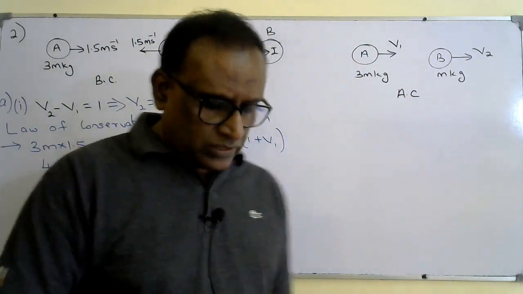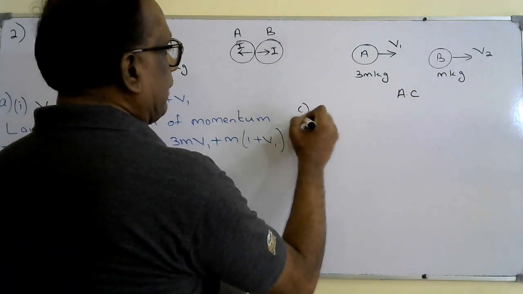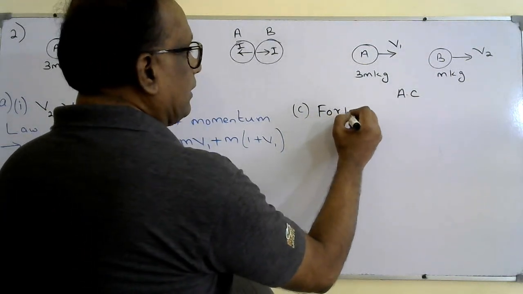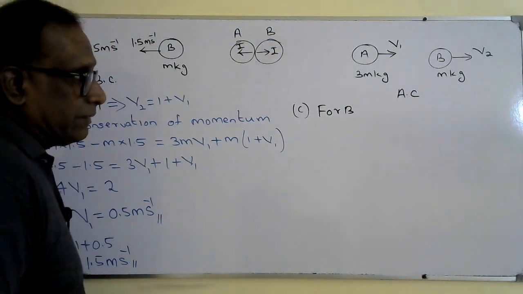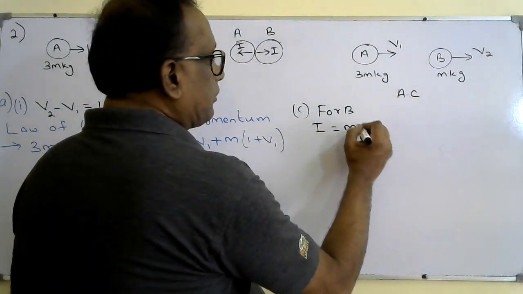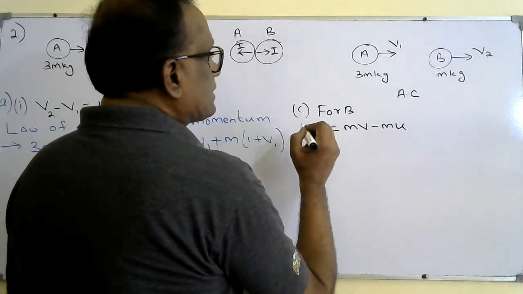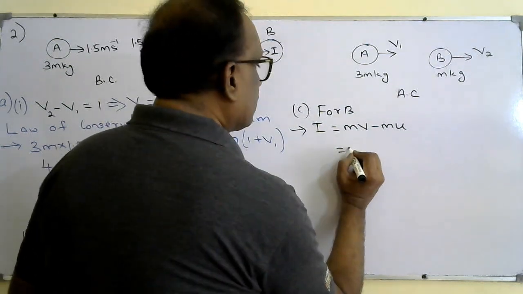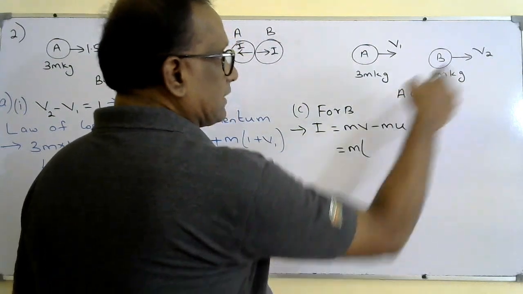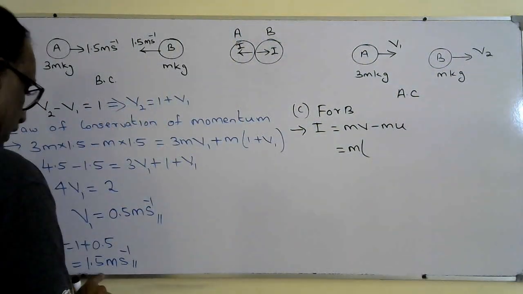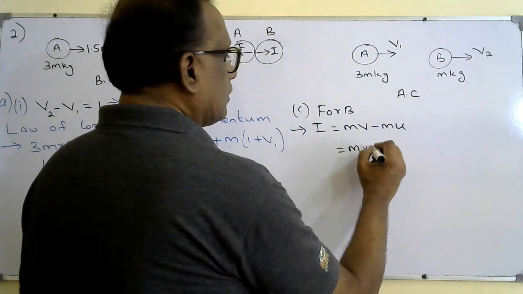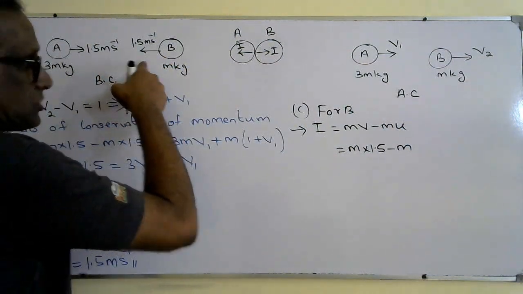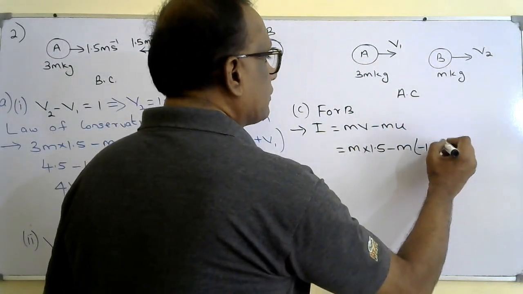I'll do both. You will see both answers will be the same. So for the C part, I'm going to write it for B, because the question is impulse exerted on B. But if I write for A also, the final answer will be the same. For B, impulse I is equal to the general equation mv minus mu. According to this diagram, the direction of impulse will be towards right. So the mass of B is m. The velocity after collision, that is v2, is equal to 1.5. So m into 1.5, minus m into u, the initial velocity, which is towards left. So minus 1.5.